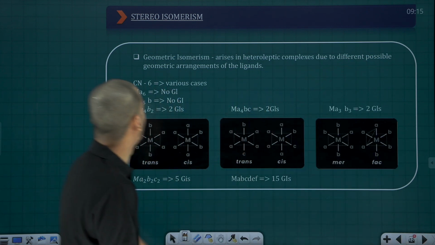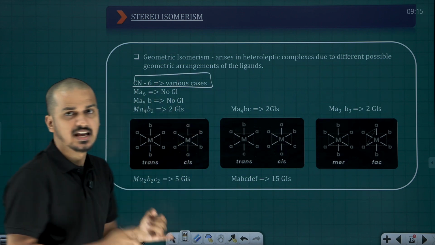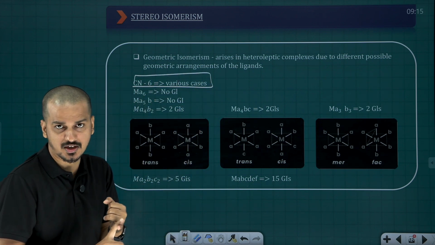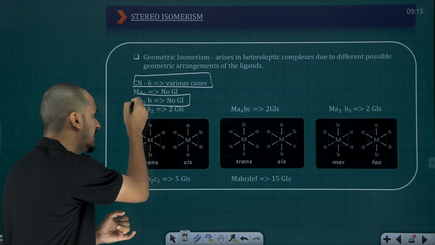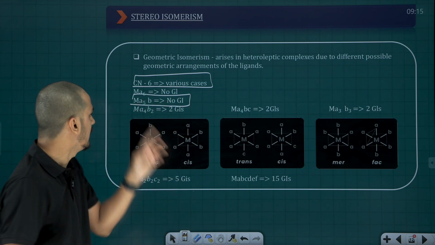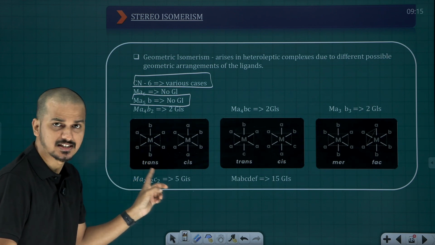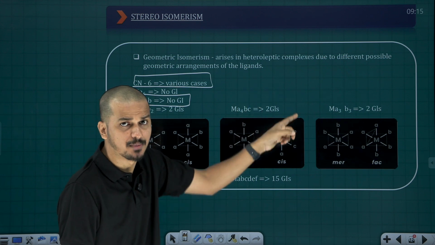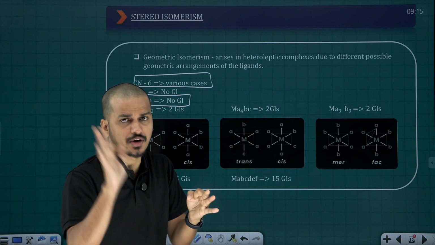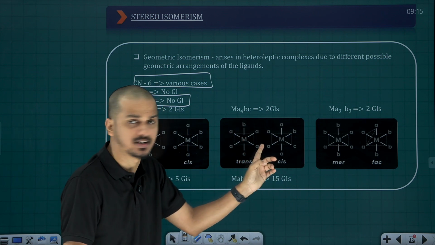Similarly, geometrical isomerism in the case of coordination number 6. Ma6, no geometrical isomerism. Ma5b, no geometrical isomerism. And Ma4b2, 2 geometrical isomers, either cis or trans. And if it is Ma4bc, where a, b, c are monodentate ligands, that also means 2 geometrical isomers, one cis and one trans.